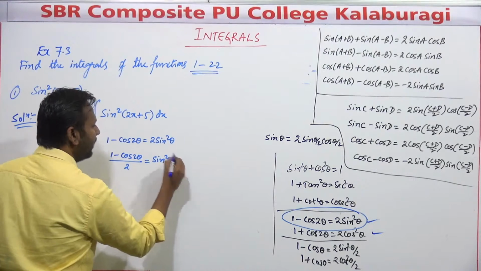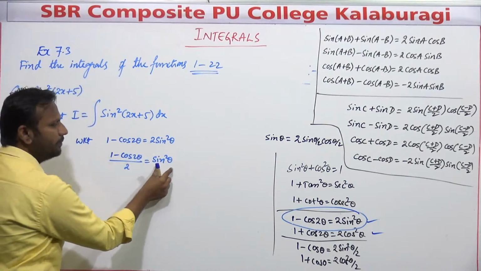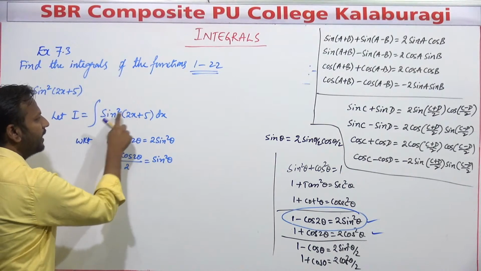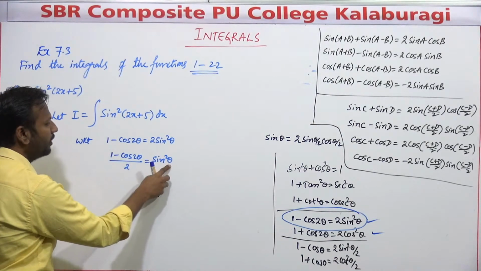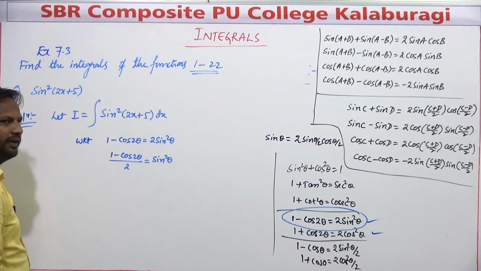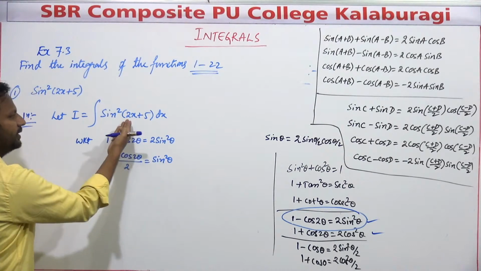Sin square theta. Agree? So why am I doing it like this? In the integrand we have sin square form. That's why I am doing it like this here. Right? Instead of theta, what do we have? Instead of theta, we have 2x plus 5. So convert these things into this format here.